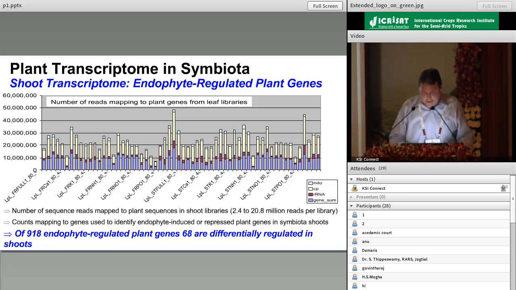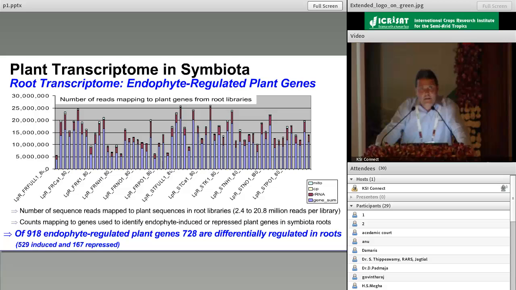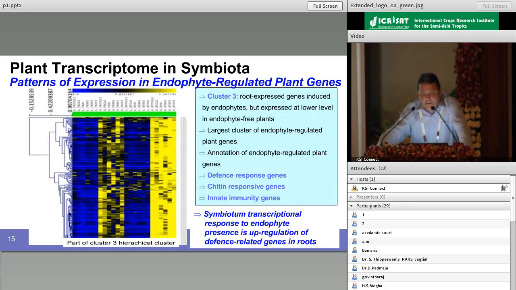And now looking at the reverse situation, what's the impact of the supplementary genome of the endophyte on the root transcriptome? We see that the majority, actually over 720 plant genes expressed in the roots, are differentially regulated by the presence of the endophyte. Doing a genetic cluster analysis, we find 13 different patterns of expression, and I will show you only one or two examples of that.